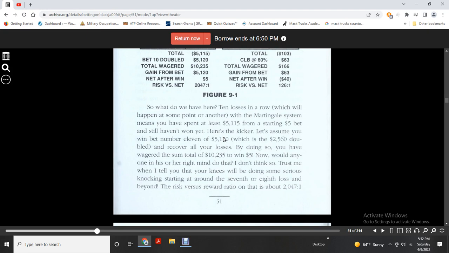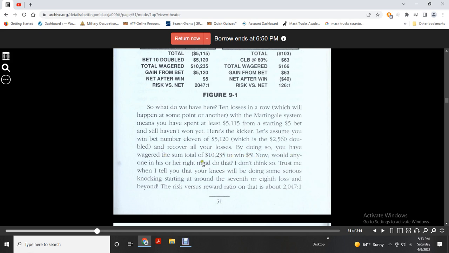Alright, so what do we have here? 10 losses in a row. Well, we'll make the same point with the martingale system. It means you've spent at least $5,115 starting from a $5 bet, but you haven't won yet. Here's the kicker. Let's assume that you win bet number 11, a $5,120 bet, which is double. You recover all your losses. By doing so, you have wagered a total of $10,235 to win $5.